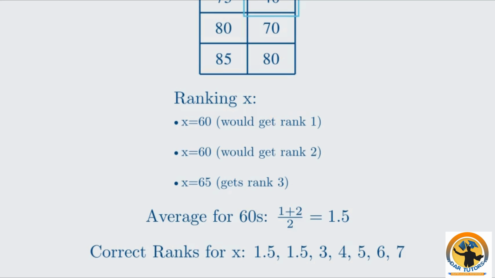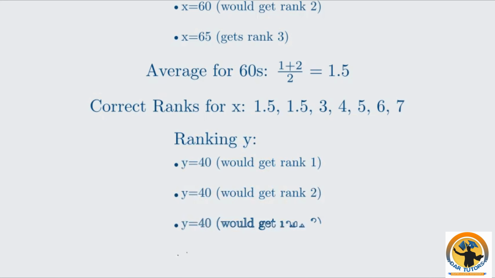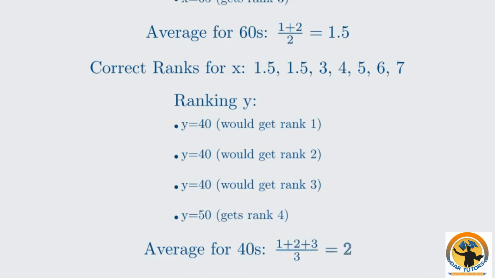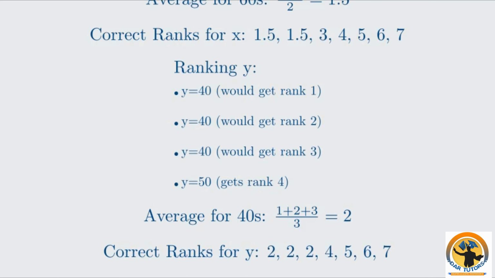This uses up ranks 1 and 2. Now for the Y values: 40, 40, 45, 60, 70, 80. The value 40 is the first, second, and third smallest. It would have received ranks 1, 2, and 3. We average these: (1 plus 2 plus 3) divided by 3 equals 2. So all three 40s get a rank of 2. This uses up ranks 1, 2, and 3.